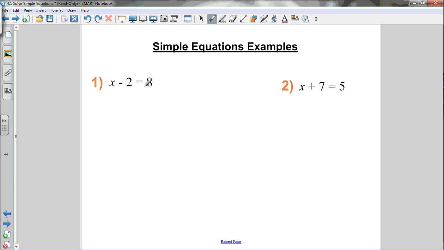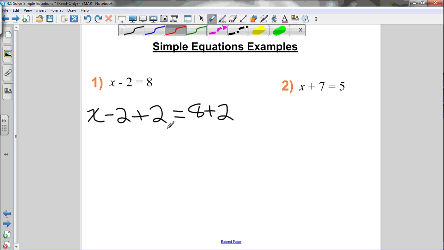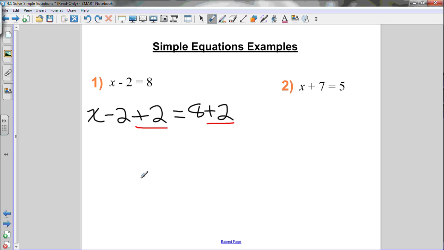So I have x minus 2 equals 8. I want x all by itself on one side of the equation so I can figure out what value of x makes this equation true. I need to get rid of this minus 2 that's beside it. If I could add 2, it would be gone. Negative 2 plus 2 is 0. So if I add 2 to the left, I also have to add 2 to the right to keep this equation balanced. You see how I did the exact same operation to both sides of the equation. I added 2 to both sides of the equation.